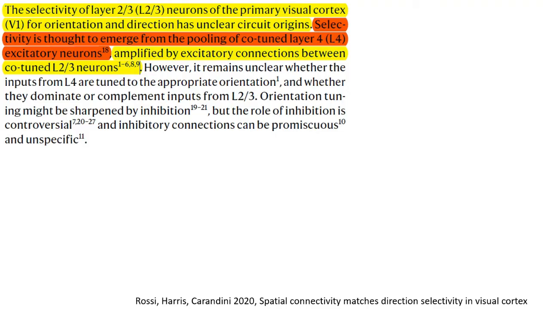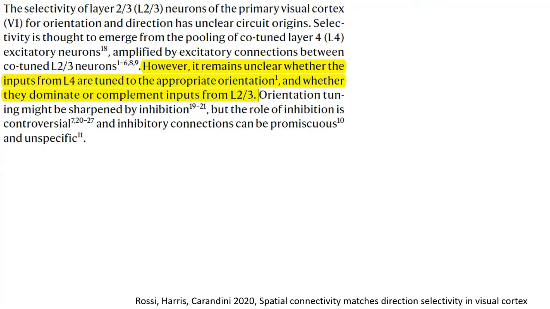Reading from their introduction: "The selectivity of layer 2-3 neurons of the primary visual cortex, V1, for orientation and direction has unclear circuit origins. Selectivity is thought to emerge from the pooling of co-tuned layer 4 excitatory neurons, amplified by excitatory connections between co-tuned layer 2-3 neurons. However, it remains unclear whether the inputs from layer 4 are tuned to the appropriate orientation, and whether they dominate or complement inputs from layer 2-3.